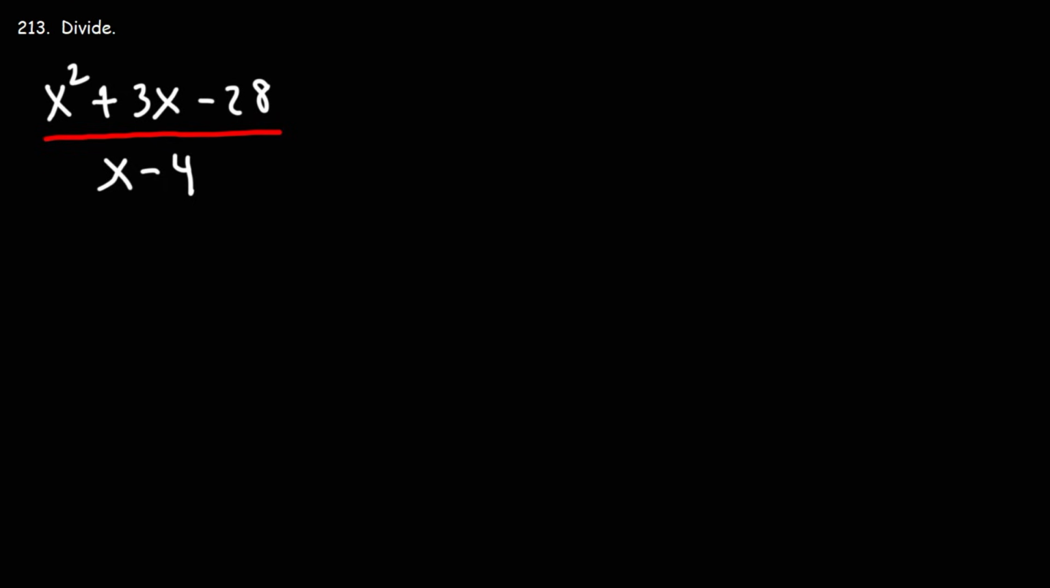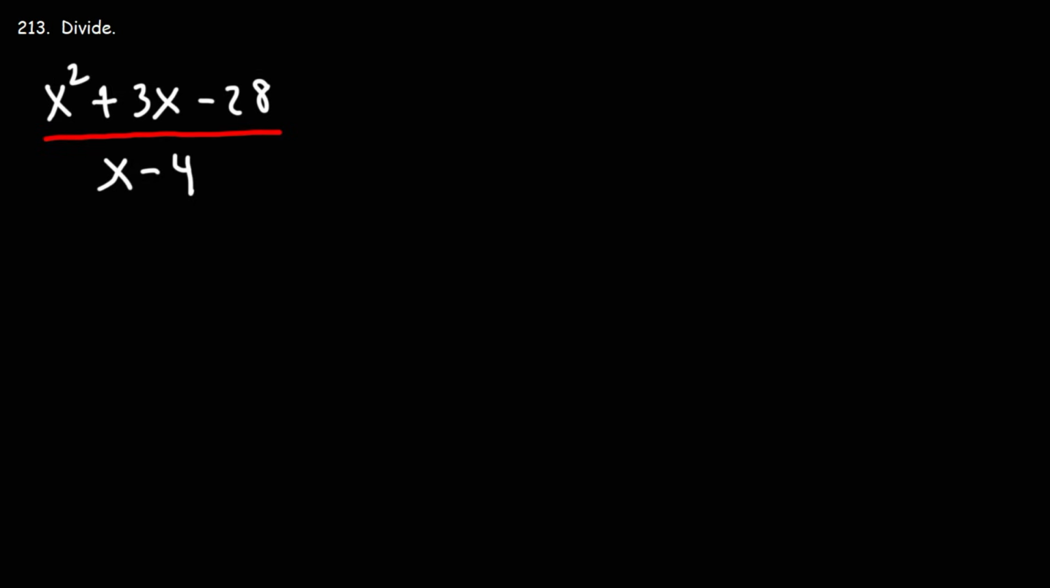Number 213. So here we're dividing a trinomial, a 3-term expression, by a binomial, a 2-term expression. Now, we could use long division in order to do this, or we could factor. Let's try it both ways. Let's factor first. So how can we factor a trinomial?